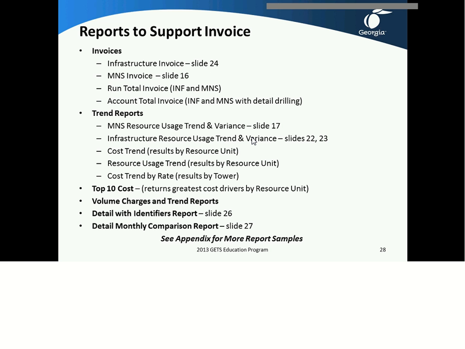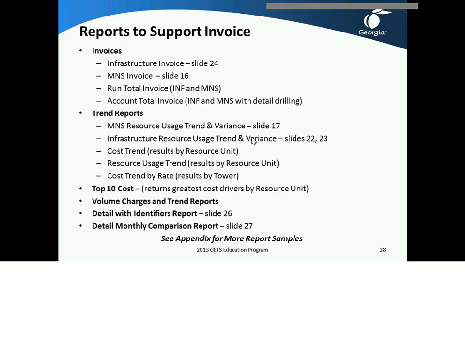Now, this is a listing of all the reports that support the invoice. The slide numbers are available where we've looked at an example already. So there's infrastructure invoice, M&S invoice. We looked at those. You can run a total invoice that combines infrastructure and M&S, but you can't drill on it. The hyperlinks aren't available. If you do a total account invoice, you will get infrastructure and M&S together, and if you drill down into those different invoices, you can do the detailed drilling.